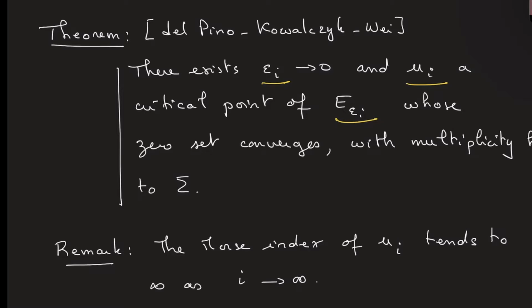This theorem is much better than the previous one, because not only does it recover the previous result, but you can also have many transition layers of your solution that converge to the same minimal hypersurface. One piece of information also is that the Morse index of this solution tends to infinity as epsilon_i tends to 0. So you can control the energy of this solution, but the Morse index tends to infinity.